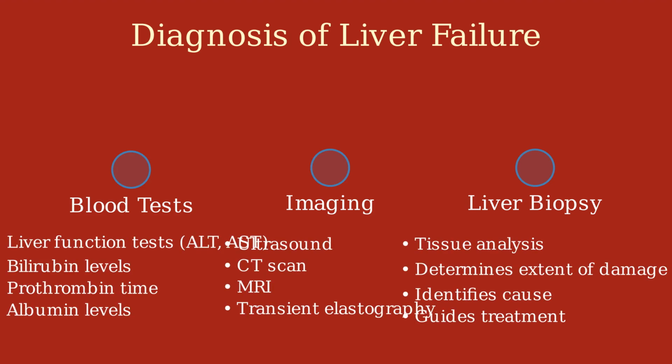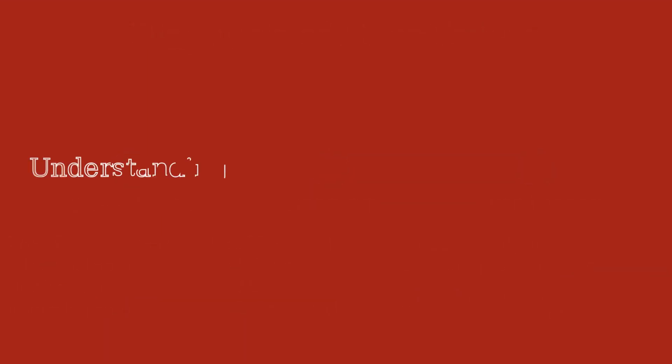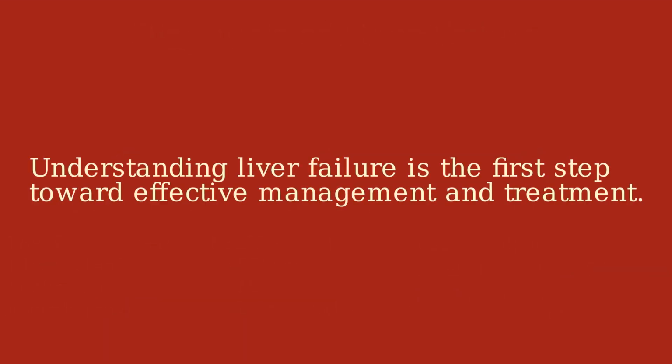Blood tests include liver function tests that measure enzymes like ALT and AST, bilirubin levels, prothrombin time for clotting function, and albumin levels. Imaging options include ultrasound, CT scans, MRI, and specialized tests like transient elastography. A liver biopsy provides tissue for direct analysis, determining the extent of damage and helping identify the cause. Understanding the types, causes, and symptoms of liver failure is the first step toward effective management and treatment.